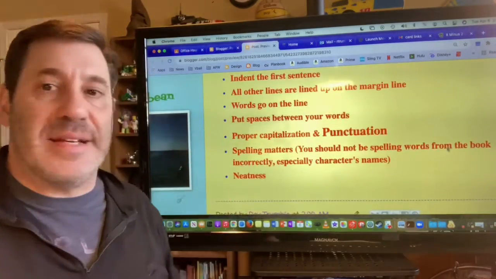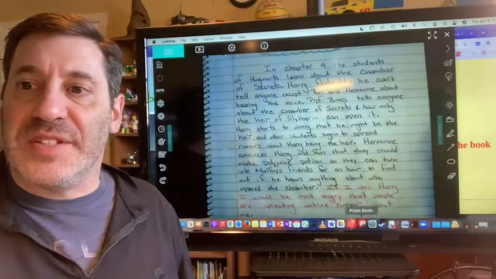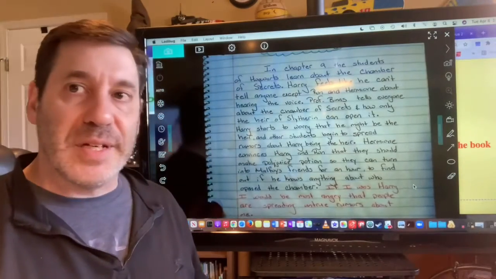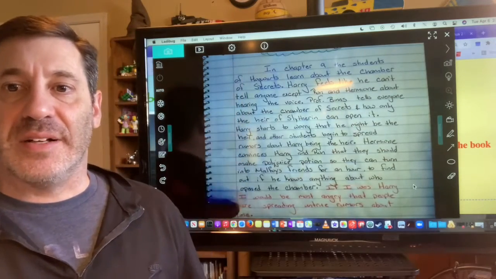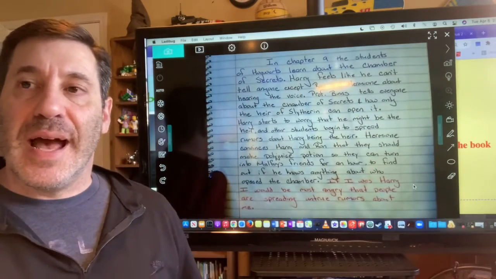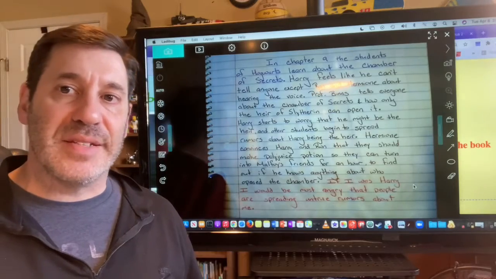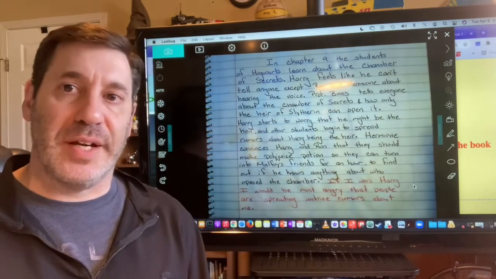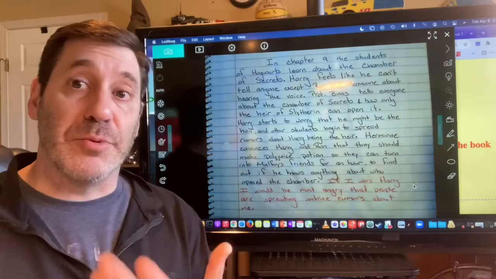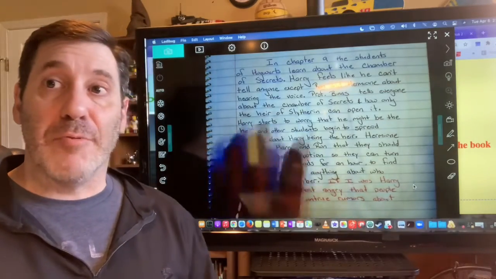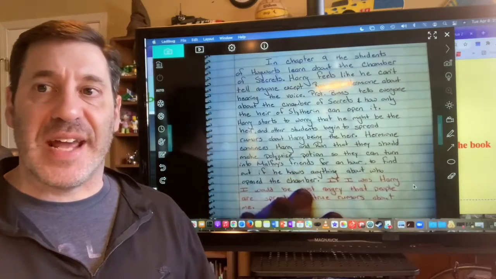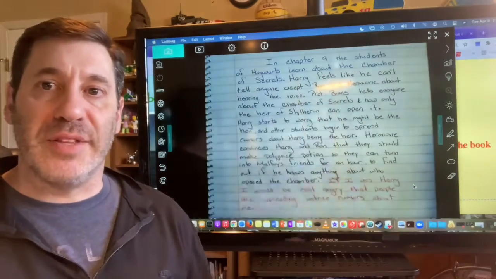All right, and then neatness. With these summaries, I am looking at them. I'm trying to make sure that you have a main idea, you have details, and you have a reflection. And it's really hard when some of you guys, one, you got to take a clear picture so I can read it. And two, you have to write neatly. You should not be scribbling, all right? When I write quickly, my writing is not this neat. I have to take my time to write this neatly.